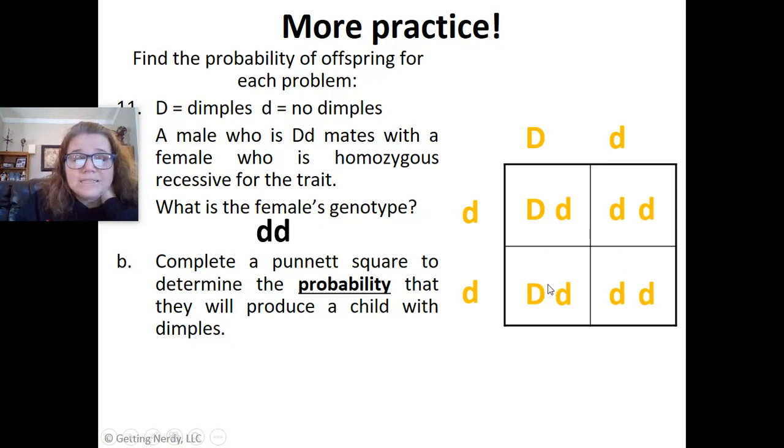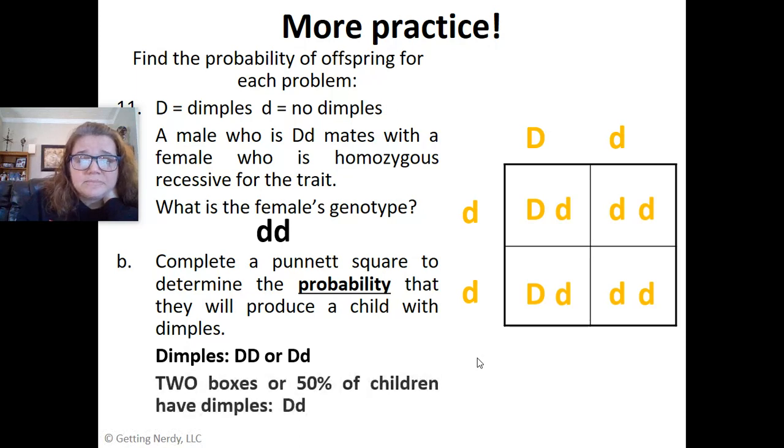So what's the probability that they're going to produce a child with dimples? With dimples, we're going to look for that capital D. So here's a big D, there's a big D. Those 2 boxes do not have them. So we have 2 out of 4 boxes that have dimples. So 50% of their children will have dimples. Okay.